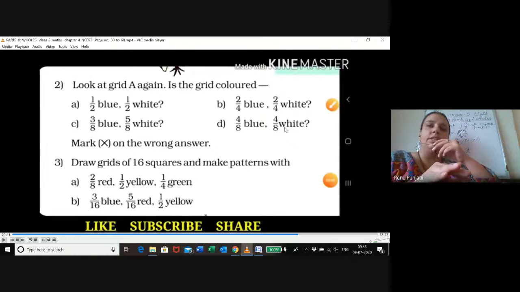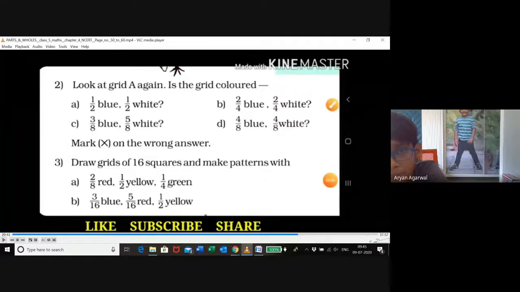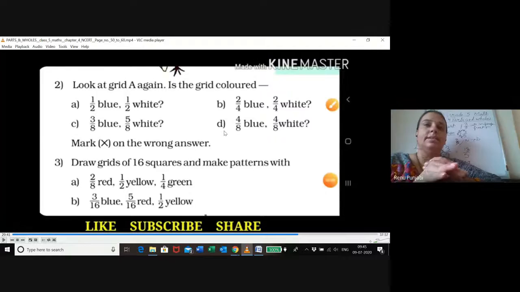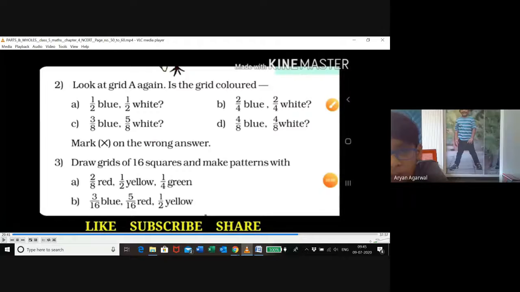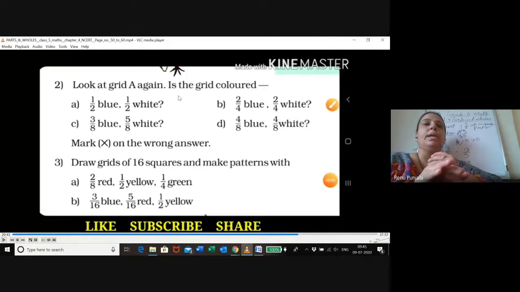Can we reduce these fractions to the lowest term? Yes, ma'am. So A is 1 upon 2, B is 1 upon 2 and D is 1 upon 2. So A, B and D are the same like the grid A, but C is not. So write it.